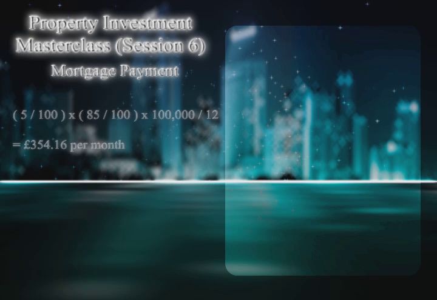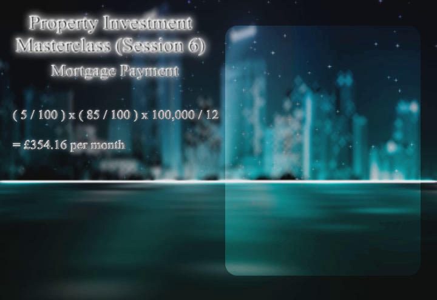Then what you do is you first of all open bracket, you do 5% interest rate divided by 100, close bracket, times open bracket 85%, which is 85 divided by 100, close bracket, then you times it by the actual purchase price, which I said was 100,000, so you type in 100,000, and then you divide that by 12 because you've got 12 months in a year. So your mortgage payment works out as £354.16. So I hope you can see that. It's just basically the interest rate times the loan to value rate times the purchase price divided by 12, and that will give you the interest only payment.